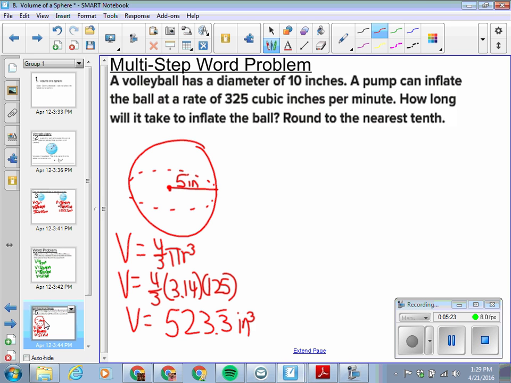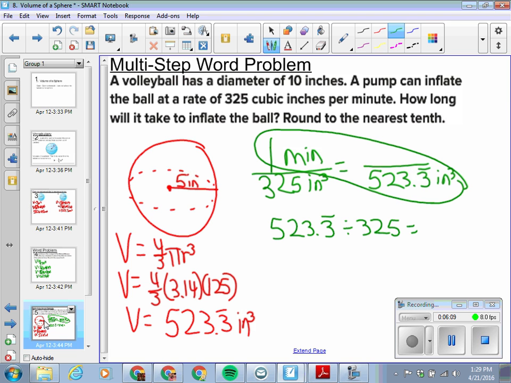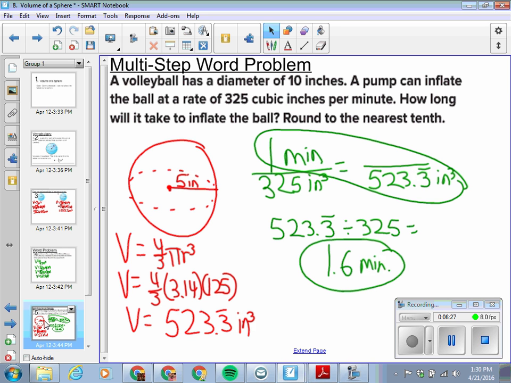Well, I look at this as a ratio. A couple ways you guys can do this, but ratios and proportions help me see things better. So, in 1 minute, the pump can inflate 325 cubic inches. So the question is, how many minutes would it take to inflate a ball that is 523 and 3/10 cubic inches? So, cross multiply and divide. Multiply these together, same thing, 523 and 3/10 repeating, and then we divide that by 325 to give us our answer. It's the nearest tenth, so we have 1.6 minutes. That's the final answer, how long it would take to inflate the ball. So just take your time, write steps out, and you'll get the answer.